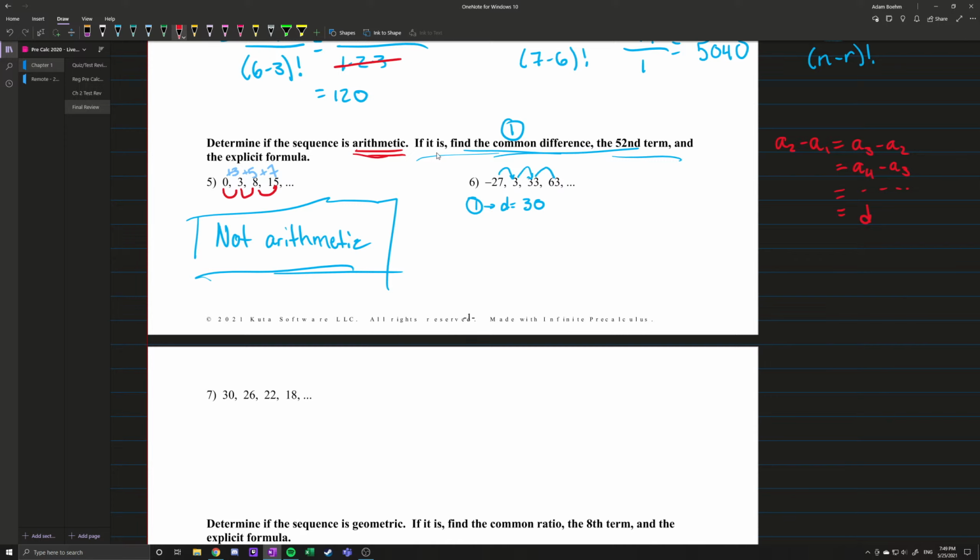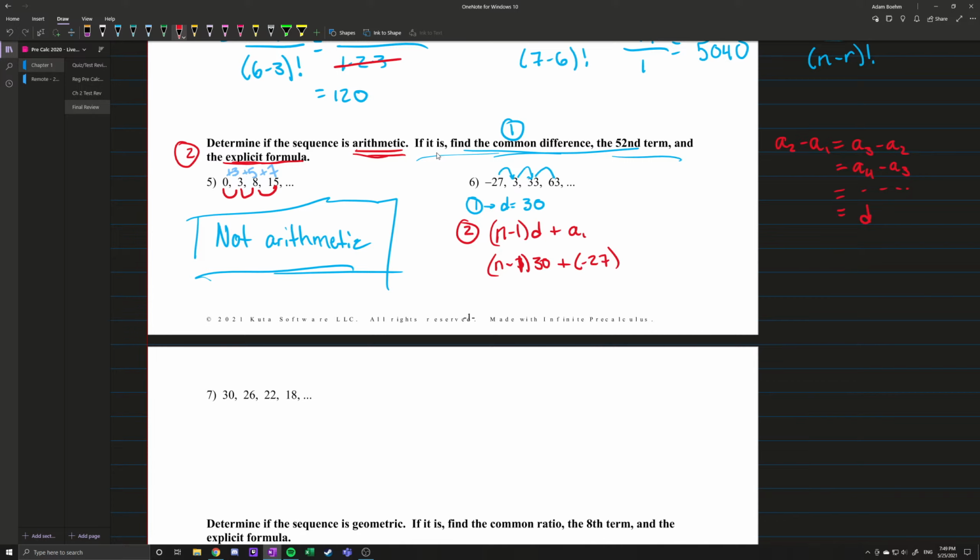Part 2 really should be find the explicit formula, right? And the explicit formula for an arithmetic sequence is n minus 1 times the common difference plus the first term. Okay, that's it, right? So for this it would be n minus 1 times 30 plus negative 27. Okay, and we could test this, right?